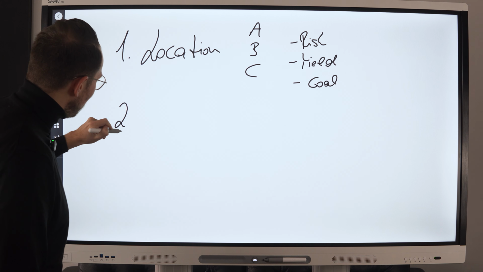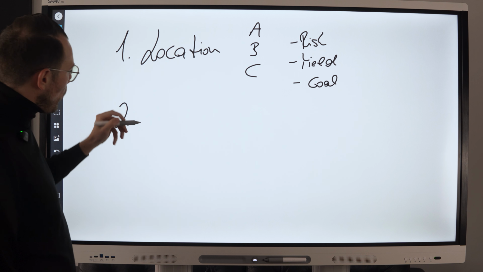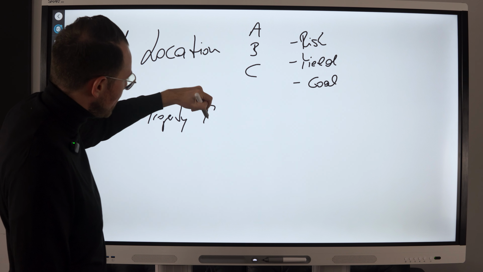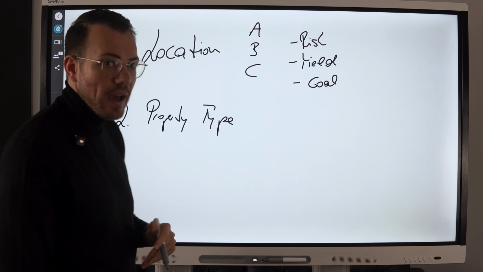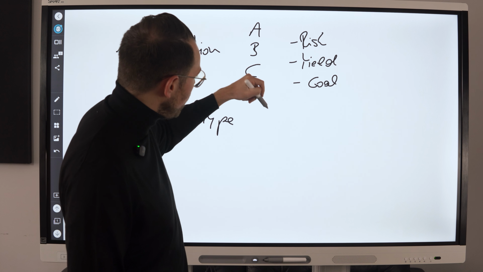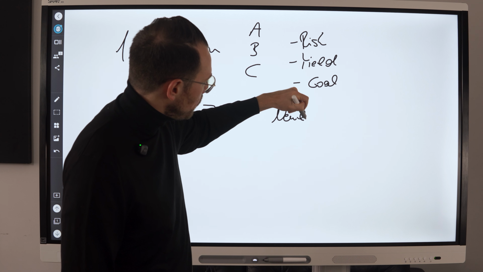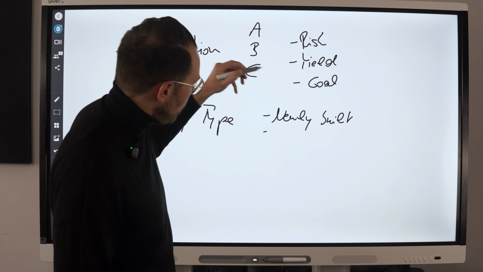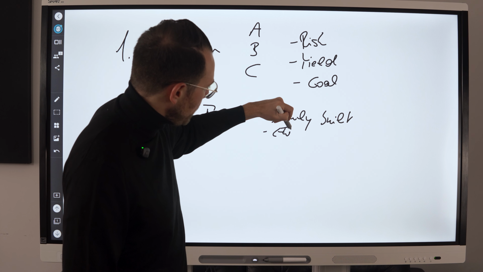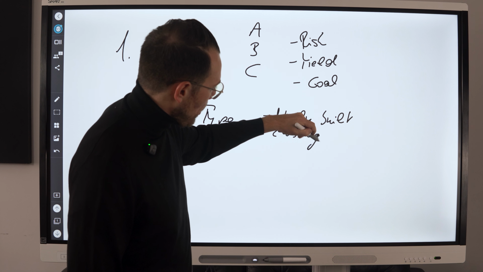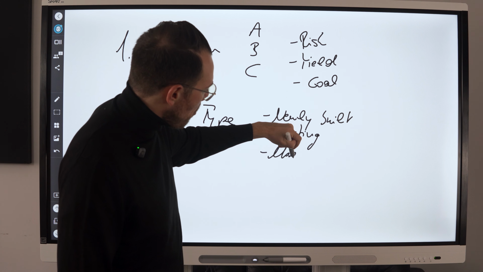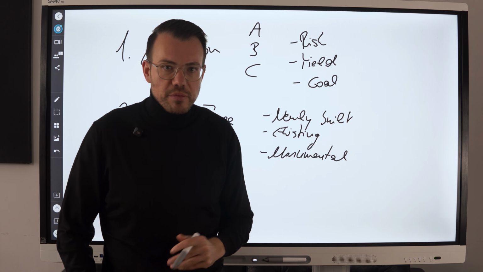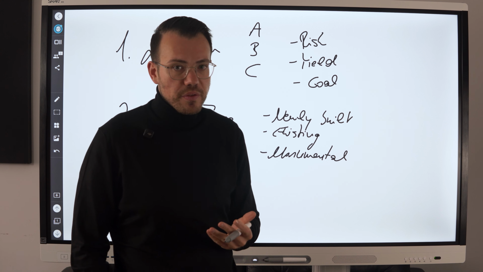Okay? So when the location is clear, your goal is clear, what do you expect? Then we decide, well, what kind of property do you buy? Let's call it property type. Here we have three options. First, newly built. Then second would be existing property. And third would be so-called monumental with a specific architecture. So you have even greater tax benefits.